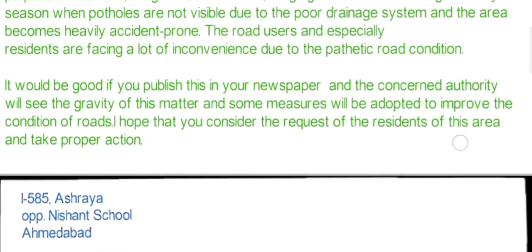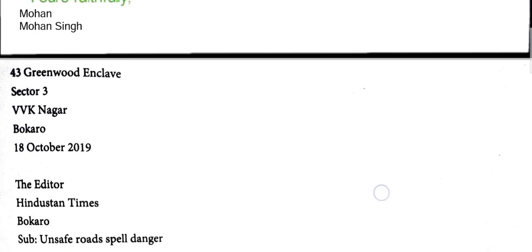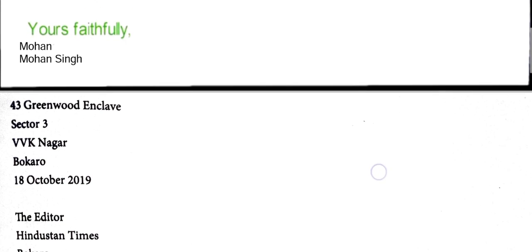Now come to the summary of the body. It would be good if you publish this in your newspaper and the concerned authority will see the gravity of this matter and some measures will be adopted to improve the condition of roads. I hope that you consider the request of the residents of this area and take proper action. Here the body of the letter is finished. Now at the end, yours faithfully.